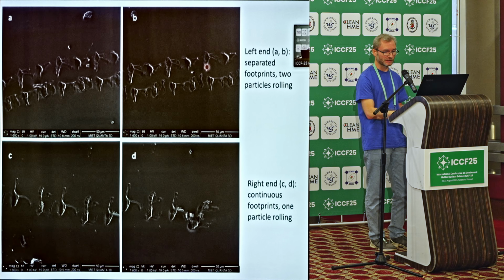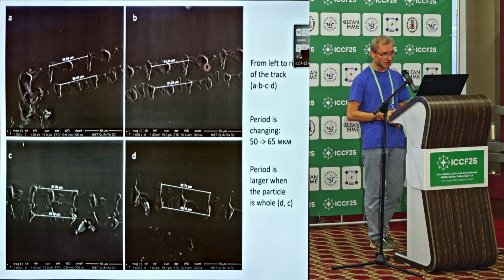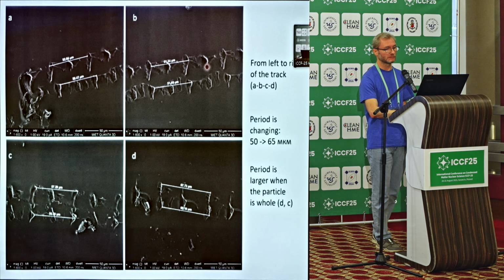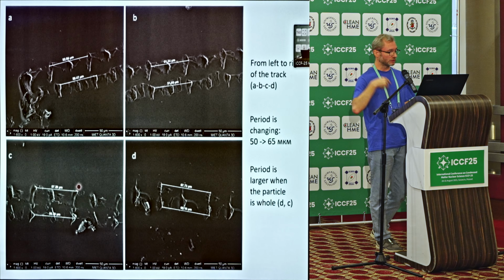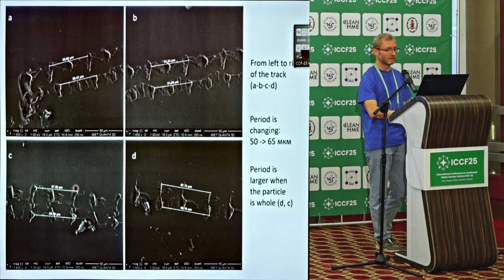parallel tracks. And again, we can measure the period at the start of the rolling of this particle. It is about 67 microns. And then when we see the two rolling particles, the period is decreased. 57, 52, 50, and so on.